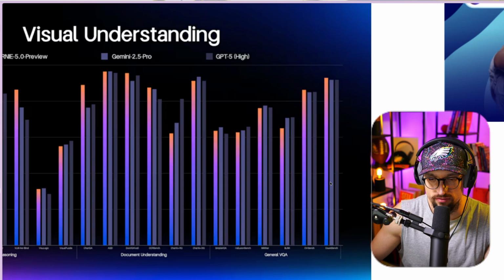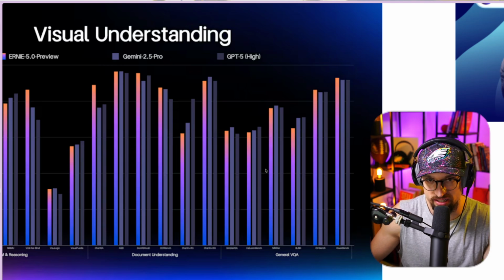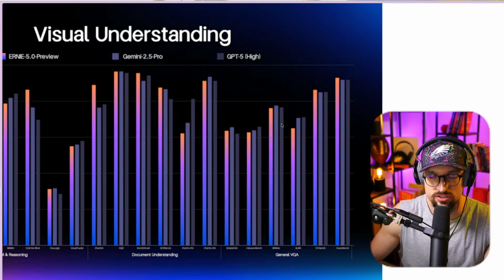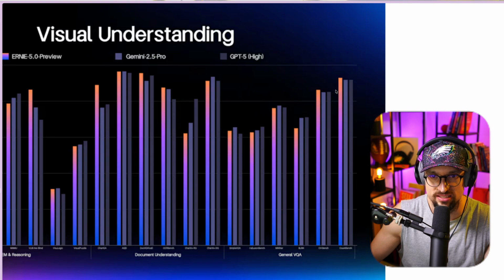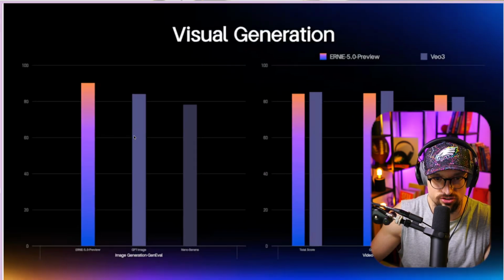And in general VQA, which I don't know what it is, I guess visual quality assurance maybe, it was not that good. It won in two cases, but in four cases it lost. So that's visual understanding. And there we have visual generation. In visual generation, it got better results in image generation, and in video generation, it was slightly under in the total score and the quality score, and in semantic score it was slightly better than Veo 3.